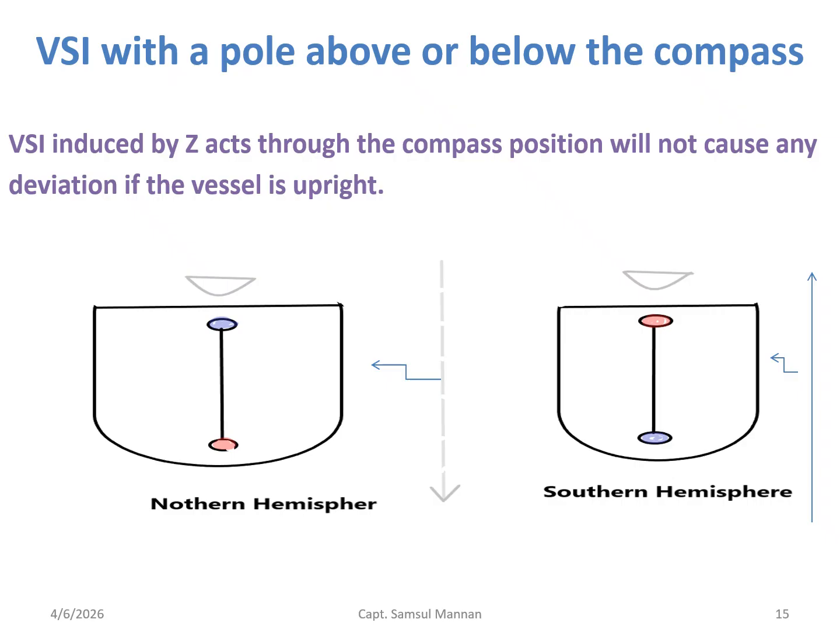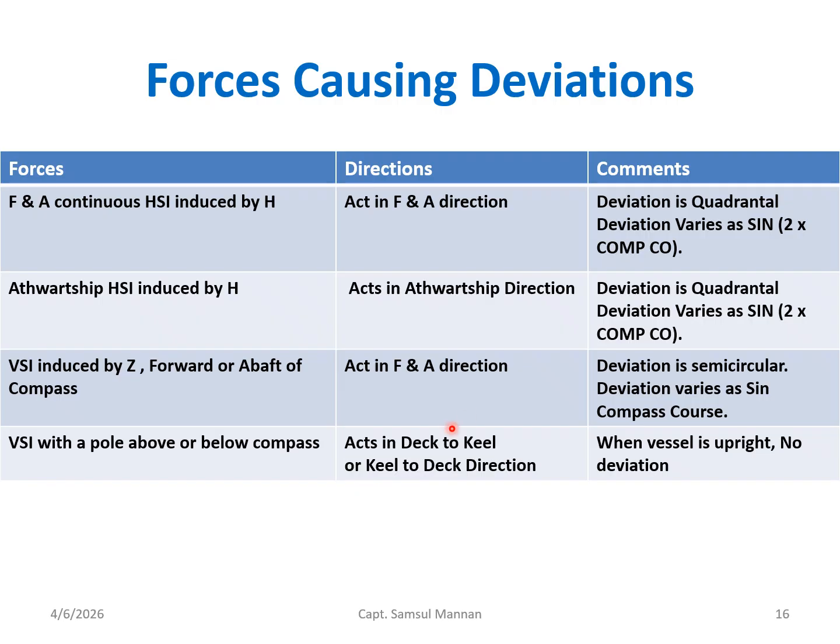So finally, if we want to create a table for all the induced magnetism and their curves, we can get a table like that, right? So we can see that for fore and aft continuous HSI induced by H, it will act in the forward and aft direction, and the deviation will be quadrantal, right? And the deviation will vary as sine 2 theta, right? And athwartship horizontal soft iron induced by H will act in the athwartship direction, and for this one also the deviation will be quadrantal. However, in that case, the sine 2 theta curve will be opposite of the fore and aft continuous HSI, right?